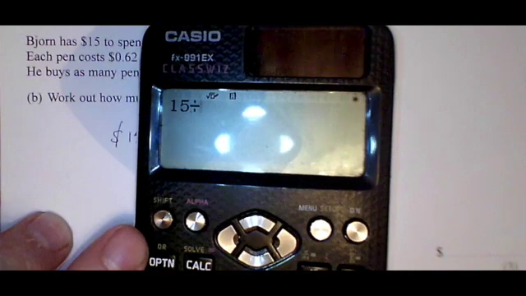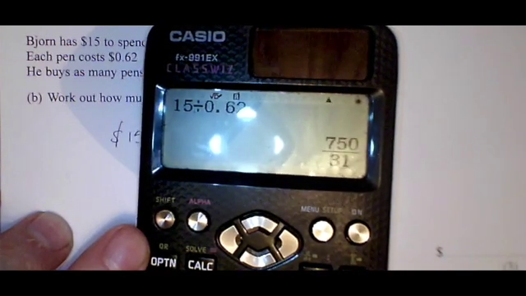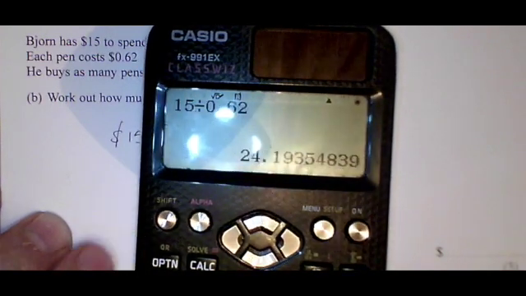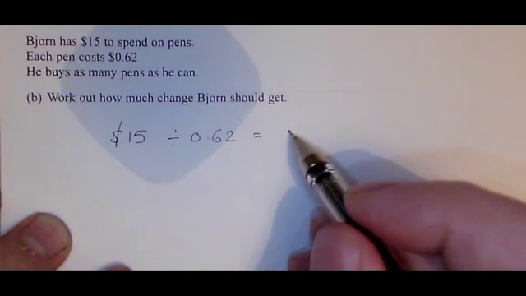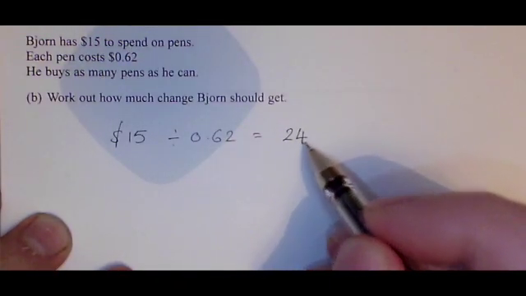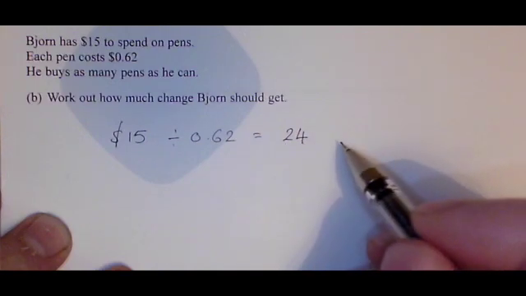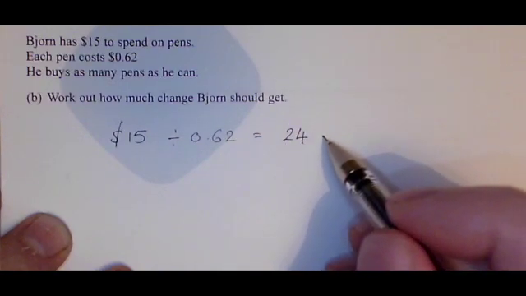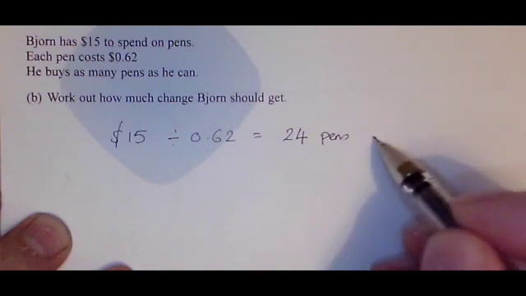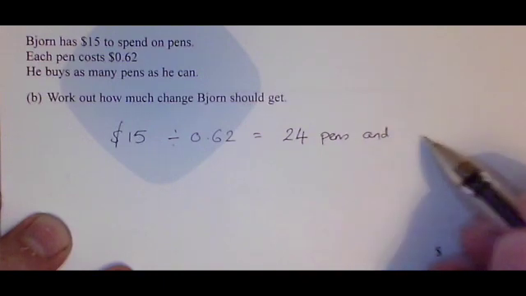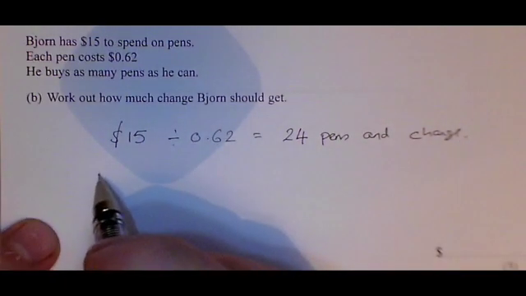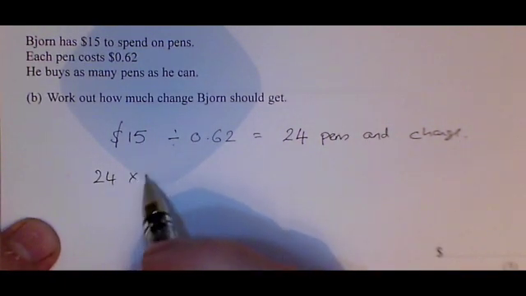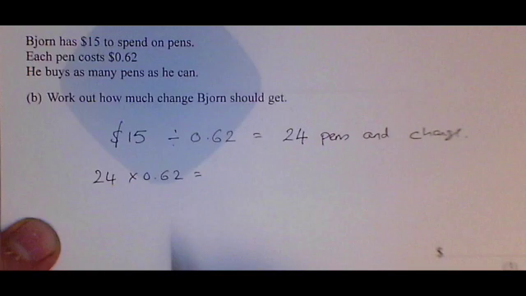So $15 divided by 0.62, so it means we buy 24 whole pens and a little bit of a pen. So we can't obviously do that, but we can definitely get 24 pens. Now we can find out the exact cost of 24 pens by working out 0.62 times 24. That will tell me how much 24 pens cost. It should be very close to $15, but not quite $15, yeah?